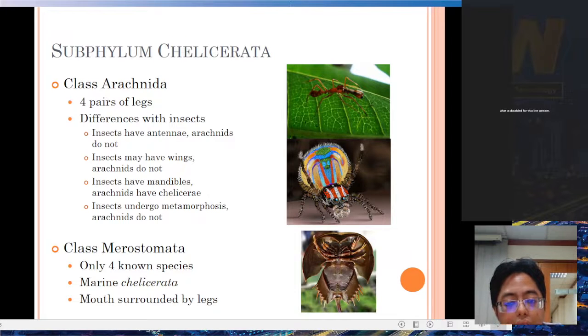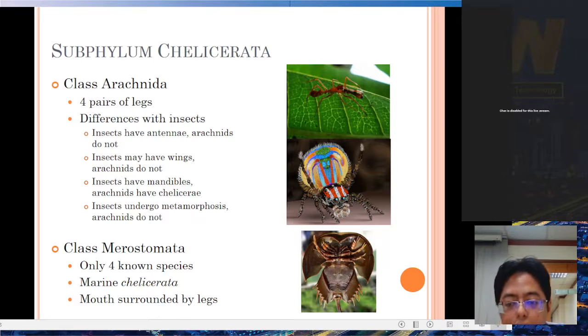And arachnids don't metamorphose. Okay, after they are hatched from the egg, they would look like that, like a spider with 8 legs, and they will just grow up into a slightly bigger version of themselves. Okay, it doesn't change shape.